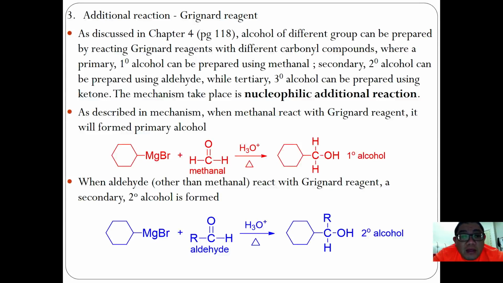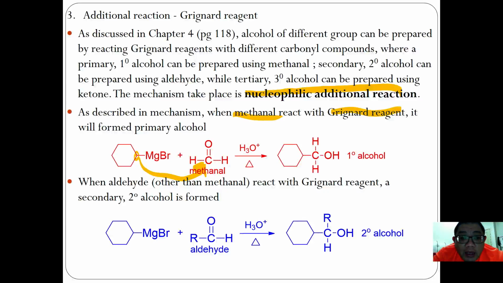And then we also have the third reaction, which is the addition reactions, as we discussed previously in Chapter 4 on the Grignard reagents. So we know that under the addition of different carbonyl compounds, different classifications of alcohols can be formed in here. The mechanism that takes place is a nucleophilic addition reaction. As described in the mechanism, when methanal reacts with a Grignard reagent, it will form a primary alcohol. The partial negative carbon of the Grignard reagent attacks the partial positive carbon, and you form an alkoxide, and acidic hydrolysis will form a primary alcohol.